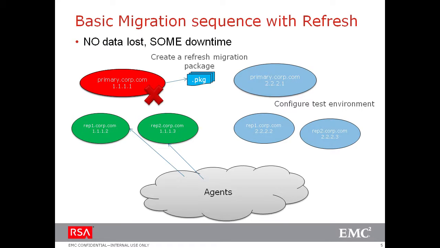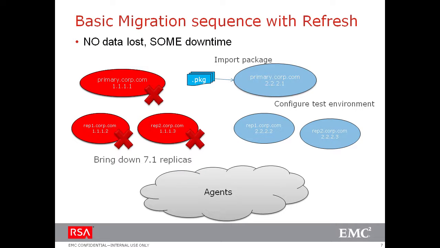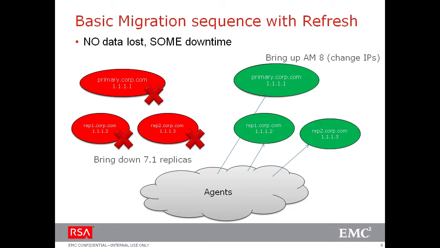And now we're at some point done with testing and ready to actually do a production migration. So we'll do an export while bringing the primary down and create a refresh migration package. We'll import that package into the primary and we'll shut down the replicas on the 7.1 side. So now the production system is completely down. Now one by one we'll re-IP and hostname the primary and the replicas to match the primary and replicas in the 7.1 environment, or conversely we could also update the agents.